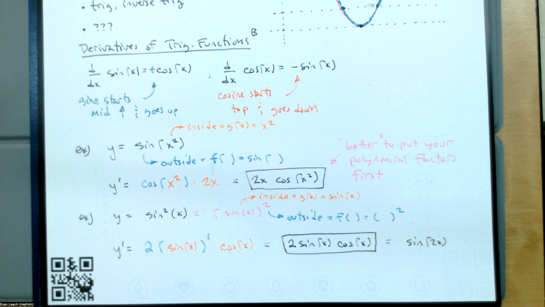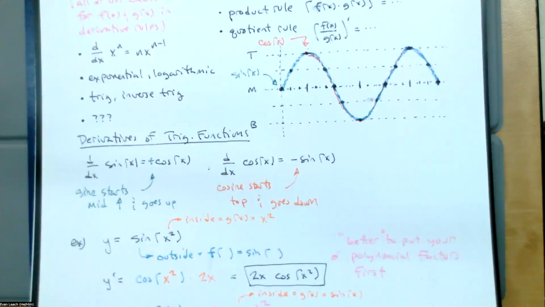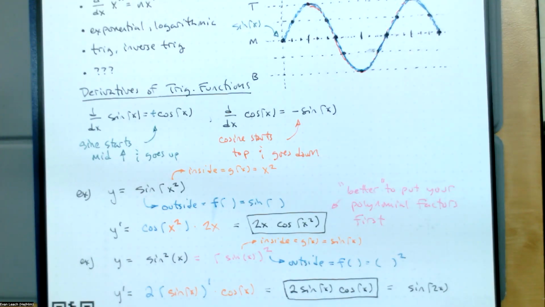Any questions? Derivative of sine is cosine. Derivative of cosine is negative sine. You've got to remember those two things. You've got to remember which one gets the negative. The graph might help you do that. Or you just got to memorize stuff.